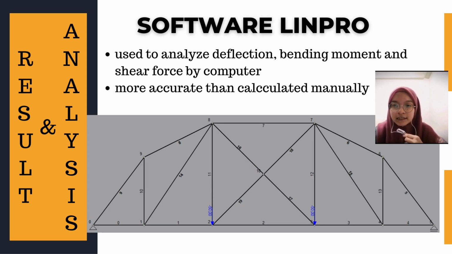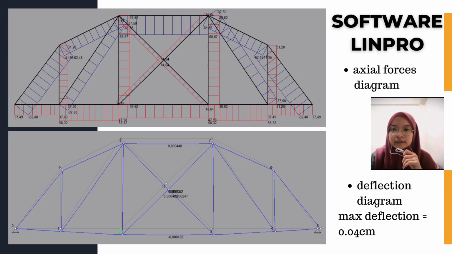So first, set up the unit in LeanPro using Newton centimeters, insert the coordinates of every joint and connect every joint together to design the bridge. The supports for the bridge are pin and roller, and the load added was 15 Newton downward at joint 2 and joint 3. These are the analyses that have been done.